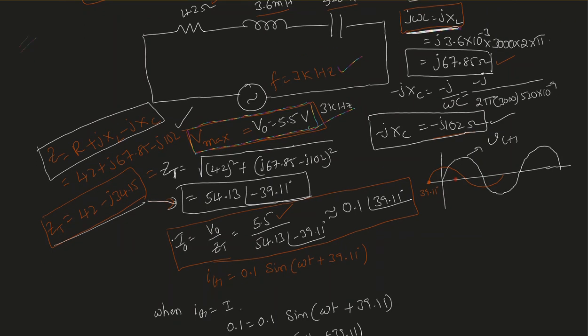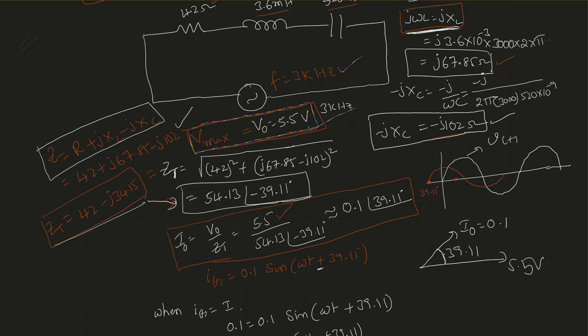Okay, so I naught equals V naught over Z total, which is 5.5 over 54.13. So I end up with 0.1 at an angle of 39.11. Here you can see my voltage is 5.5, the maximum voltage. Usually we indicate it with the RMS value. And the current is somewhere here, I naught, which is 0.1. The angle between these two is 39.11.